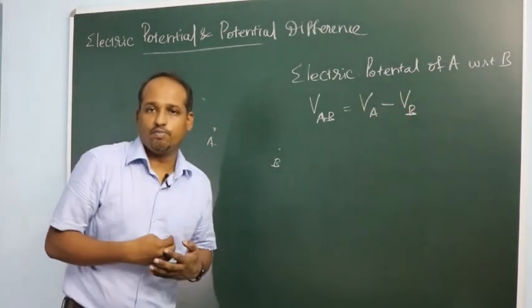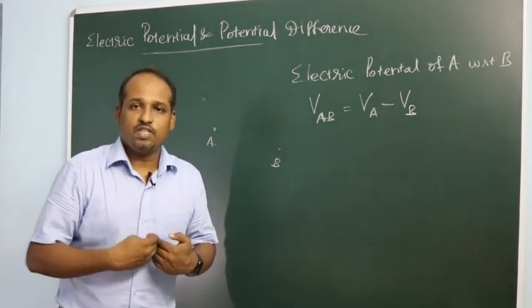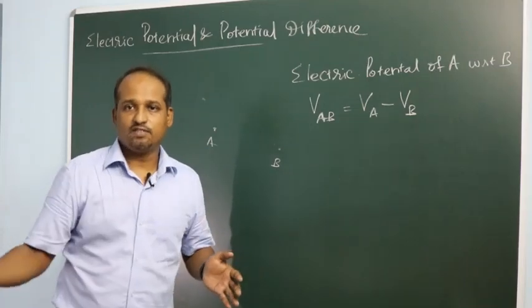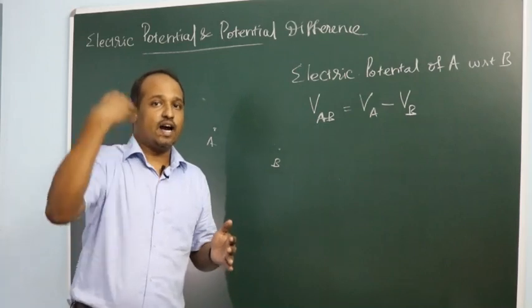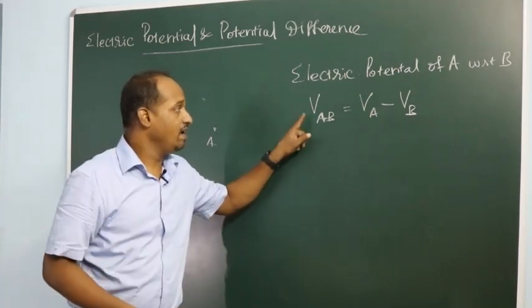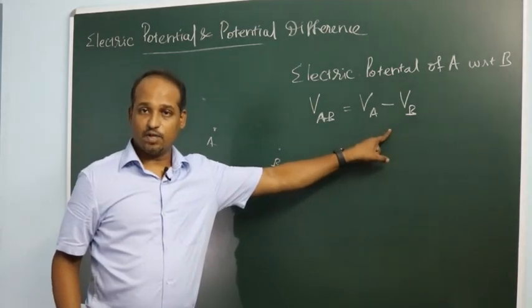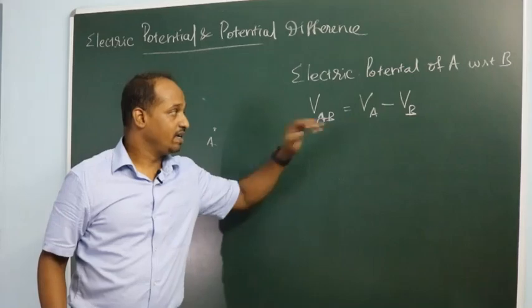I have 500 rupees, the other person has say 400 rupees. My value with respect to his value, I mean how much more I have, is my value minus his value, which is 500 minus 400, which is 100, positive. That means I am at a higher position. In the same way, if VA minus VB is positive, the potential of A is higher than the potential of B. Like that we can write.